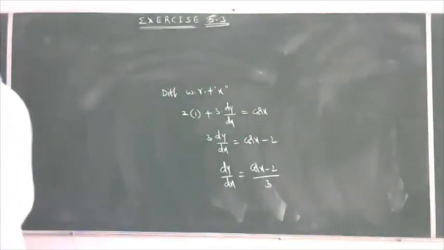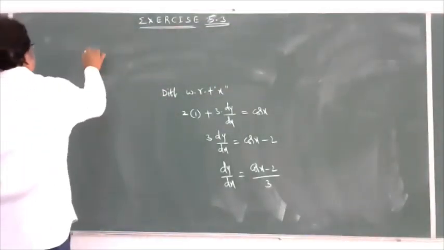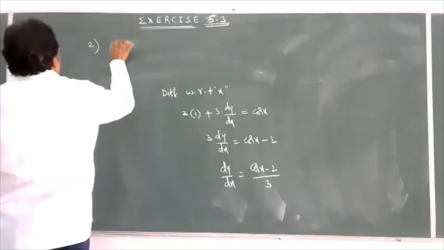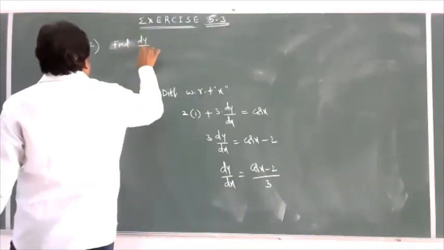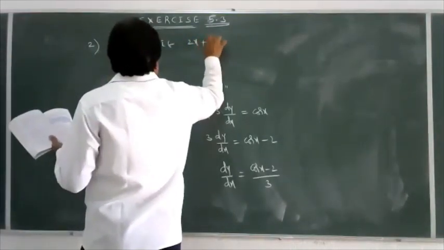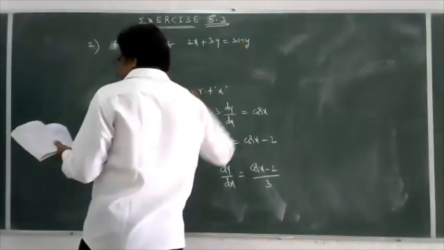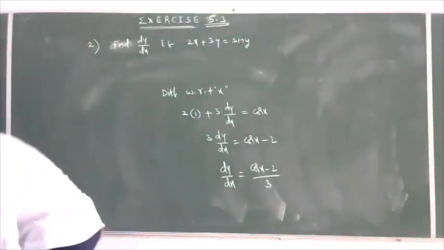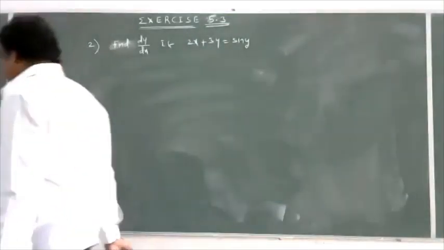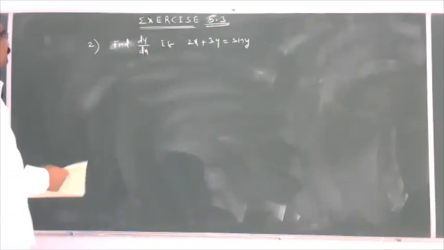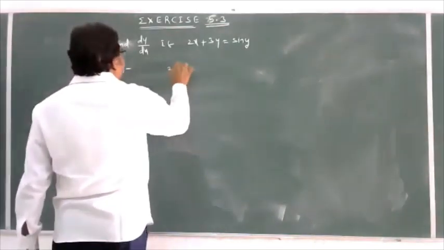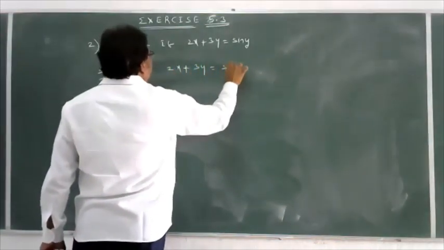So what is the second problem? Find dy by dx if 2x plus 3y is equal to sin y. Yes, solution. The given function is 2x plus 3y is equal to sin y.